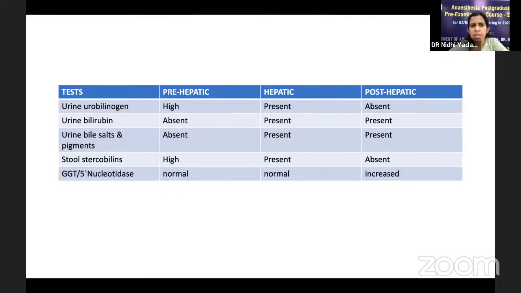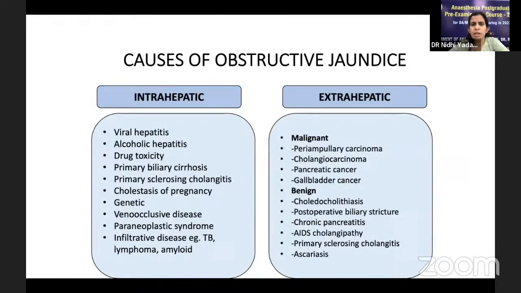Stool stercobilins are high in prehepatic jaundice. They can be found in hepatic jaundice, whereas in post-hepatic jaundice, they are absent. Gamma glutamyl transpeptidase and 5' nucleotidase levels are increased in post-hepatic jaundice, whereas they are normal in prehepatic and hepatic jaundice. The various causes of obstructive jaundice.